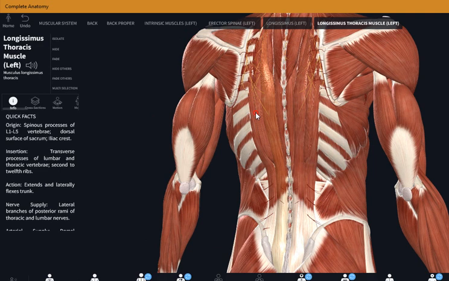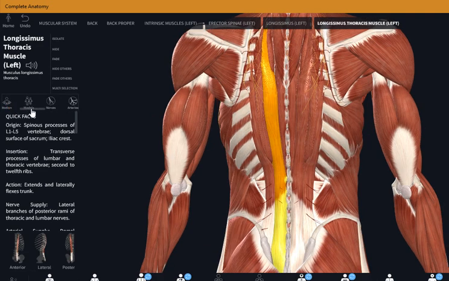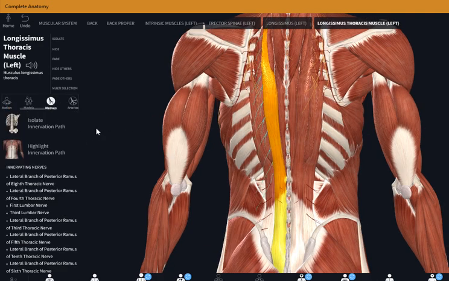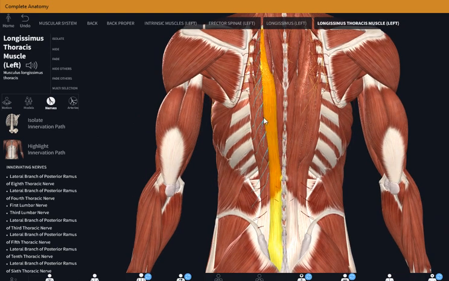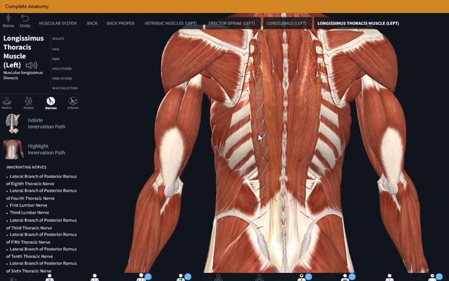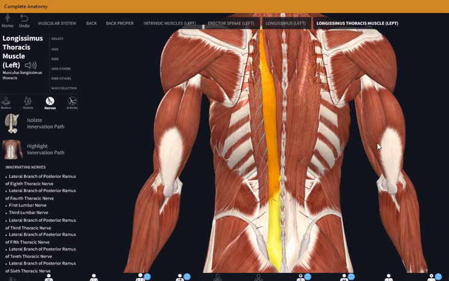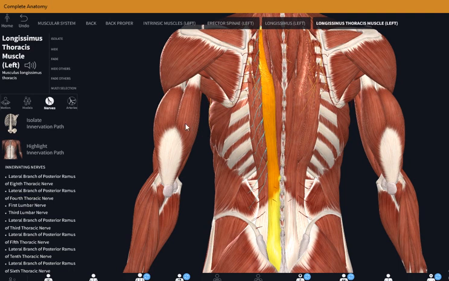Now after having the action, we now note the nerve to the longissimus thoracis. The nerves to the longissimus thoracis are going to pass all around here. They are going to be of posterior ramus. So we've seen that the anterior ramus are when the muscles are much more superficial and lateral.